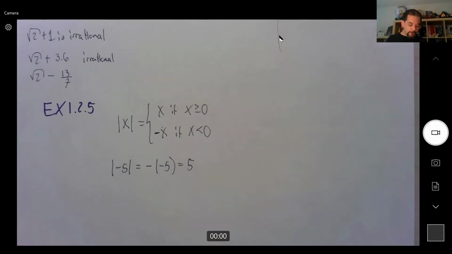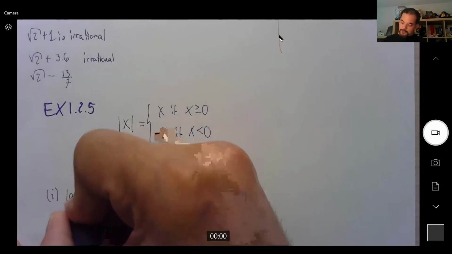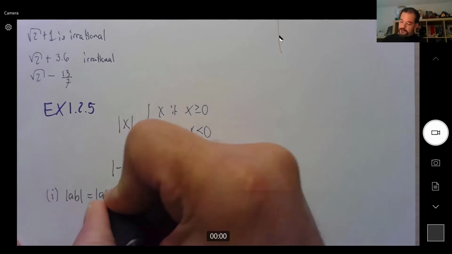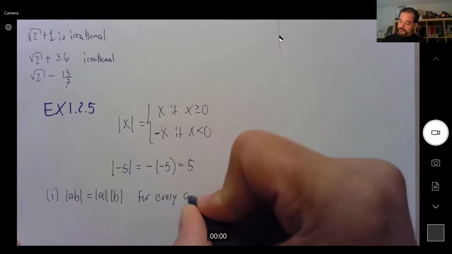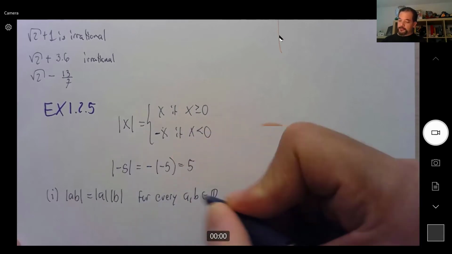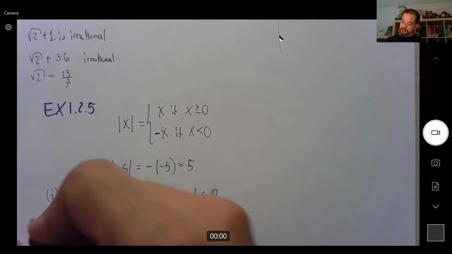Okay, so some of the properties that we want to use in this class about absolute value is that it's a multiplicative function, meaning this happens for every a and b real numbers. The product of the absolute values is the same as the absolute value of the product. It's one of your homework problems to verify that.